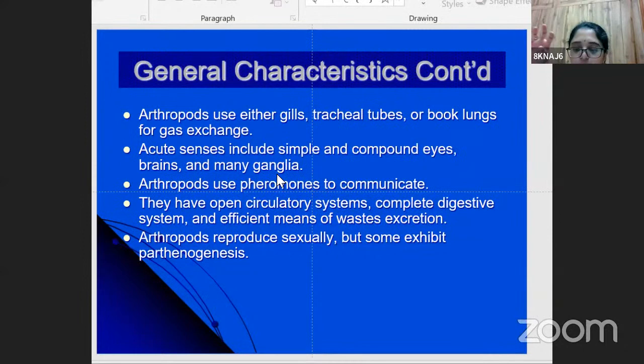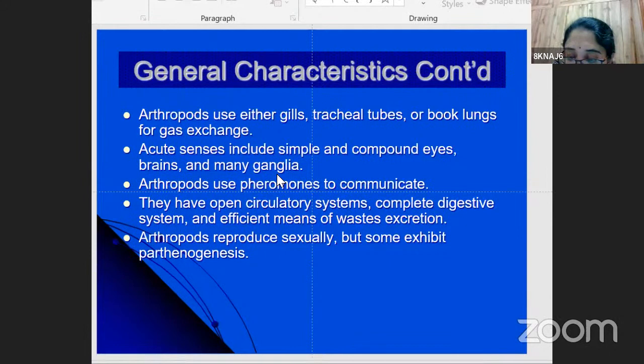Again, when it comes to communication, what happens is they communicate with the help of different kinds of, please give me a moment, please. Right, I'll come back to communication later.